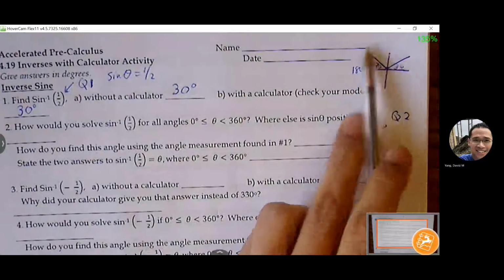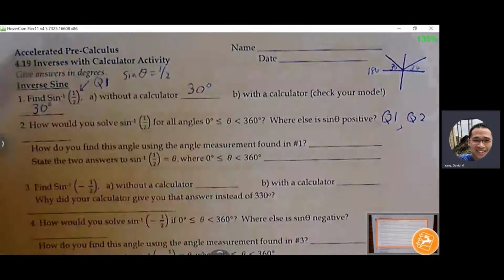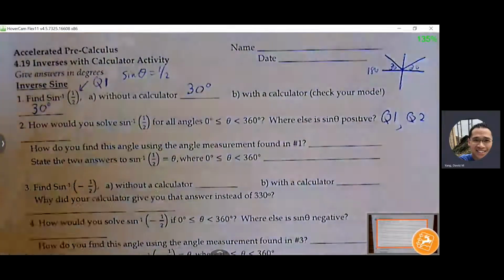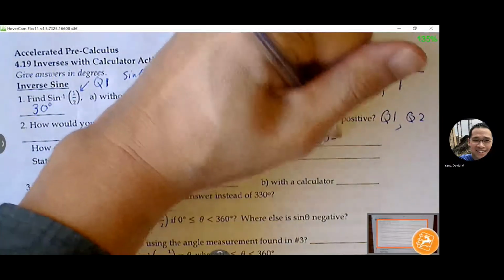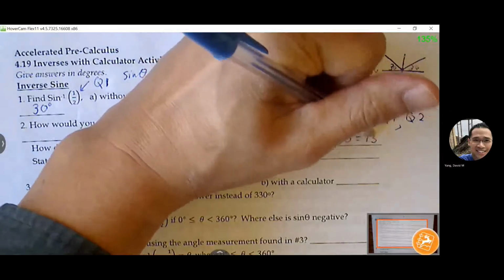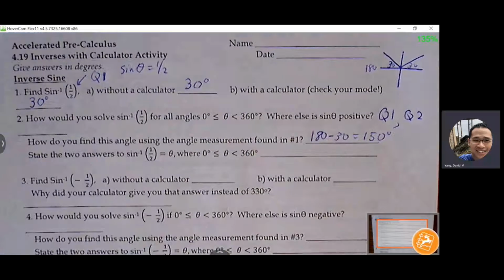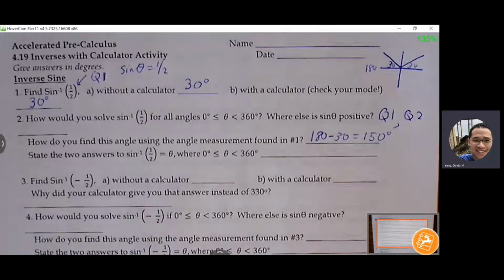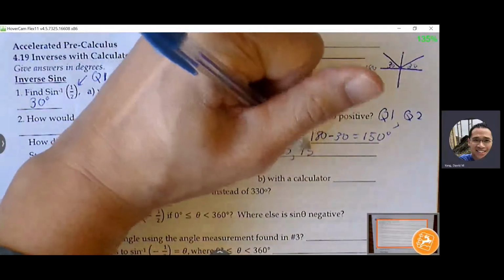So 150, yeah. So we're always involving 180 and 360, and you're either adding or subtracting whatever reference angle that you need. Okay, so 180 minus 30 is 150. Okay, so we have it. State the two answers for inverse sine of 1/2 equals theta. 30 degrees and 150 degrees.